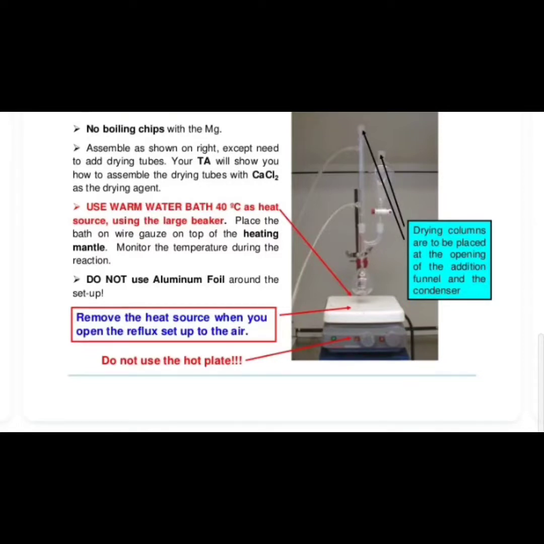CaCl2 acts as a dehydrating agent, so you can use this one. Use warm water at about 40 degrees Celsius as the heat source, using the large beaker. Place the bath on the wire base to top up the heating mantle. Monitor the temperature during the reaction.